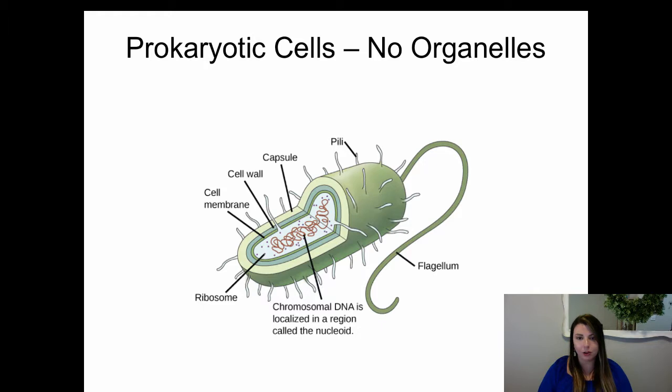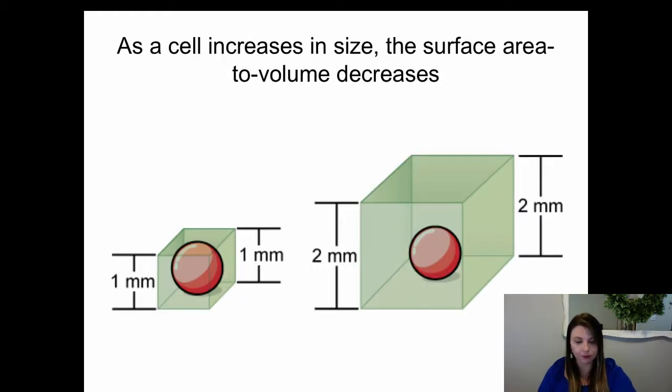It has the same function. It just helps the cell to move around. Now, similar to your eukaryotes, you will have ribosomes because everything needs ribosomes to make protein. So that's going to be something you see in all cells.